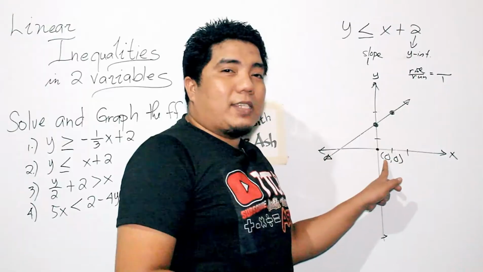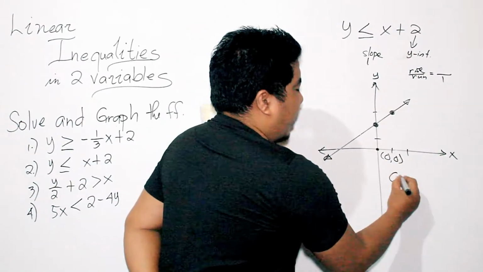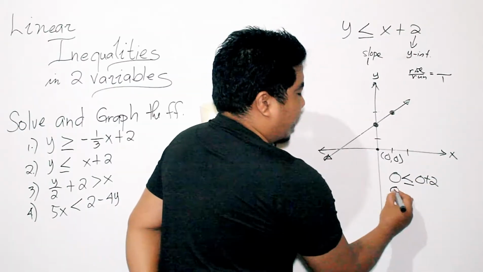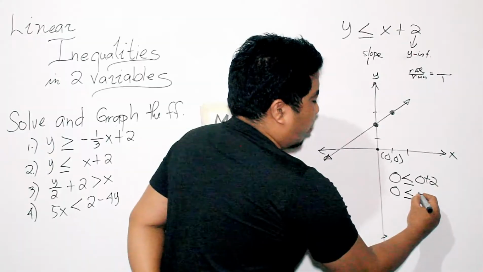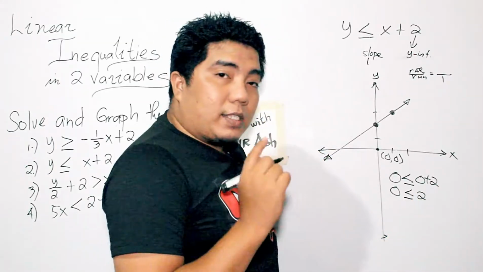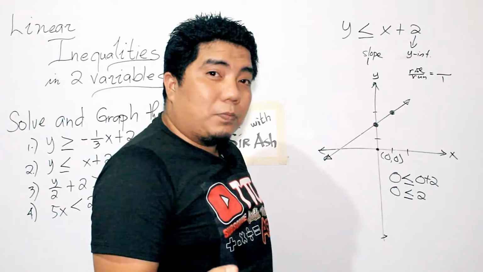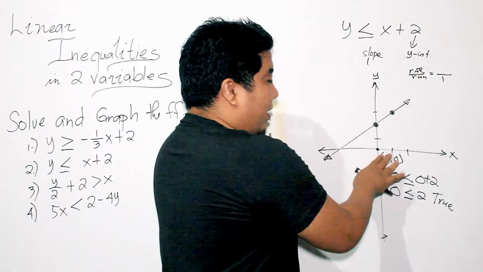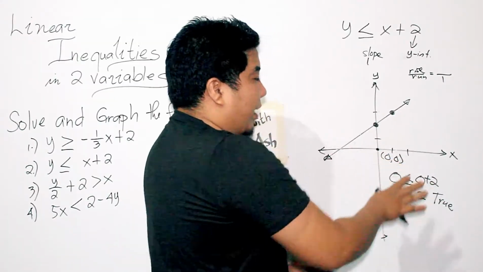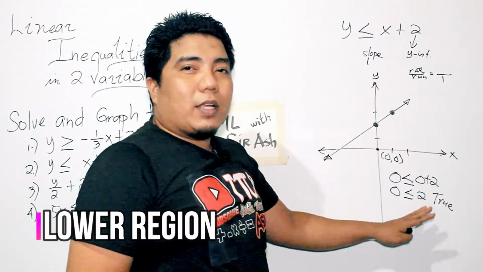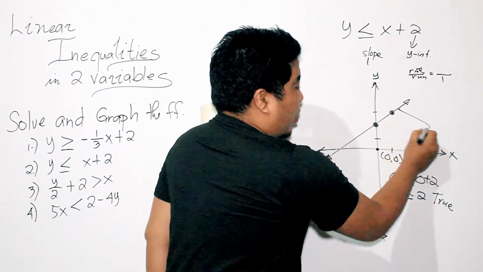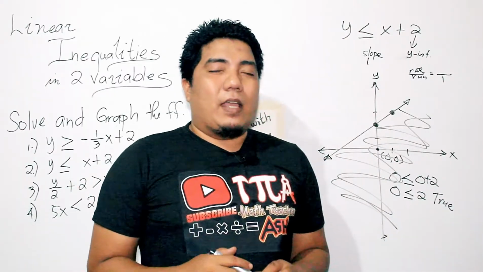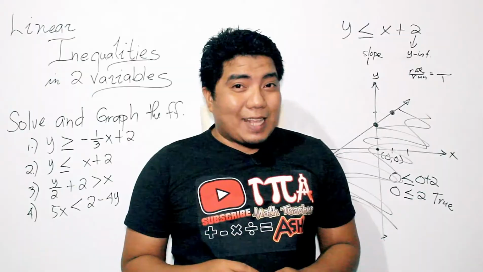0, 0. Your x is 0, your y is 0. So, that will give me 0 is less than or equal to 0 plus 2. So, that gives me 0 is less than or equal to positive 2. Now, question is, 0 less than or equal to 2? Of course, the answer is true. If that's the case, then this 0, 0, where it is located in the down region of our graph, is a part of the solution. Therefore, your shaded region will be below. Easy, right?